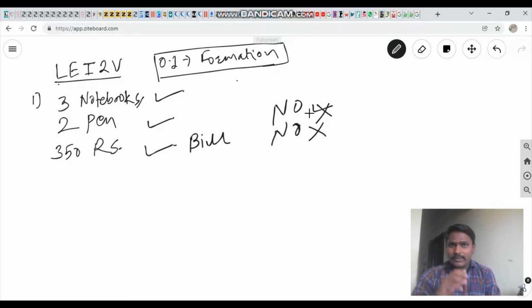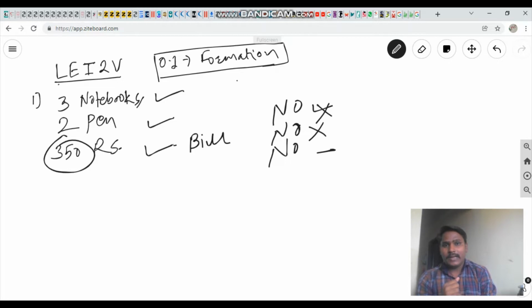What is known to us is that 5 items are bought. Out of that, 3 are notebooks, 2 are pens, and the total bill paid is 350 rupees. Now if I ask you how much amount out of this 350 is paid for pens and how much is paid for notebooks, can you answer at this moment? So of course no, you can't answer at this moment.